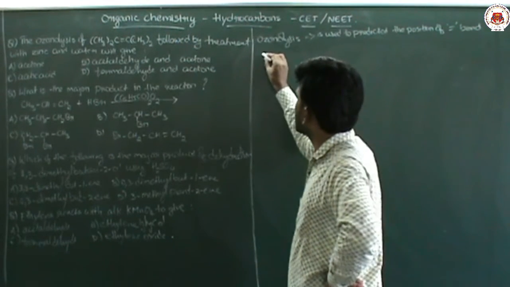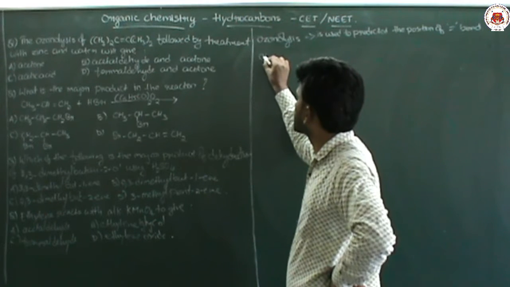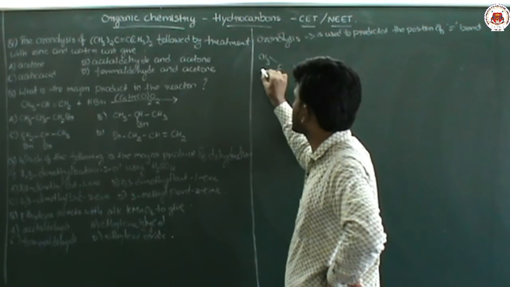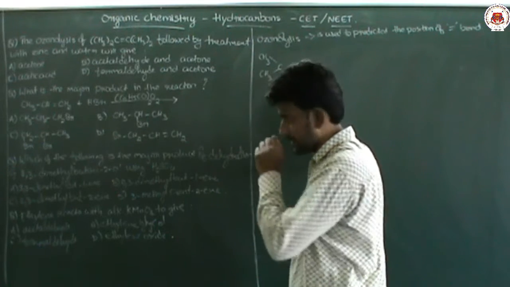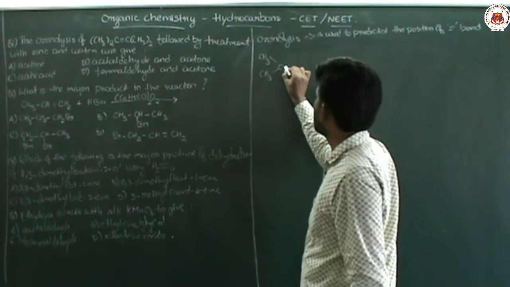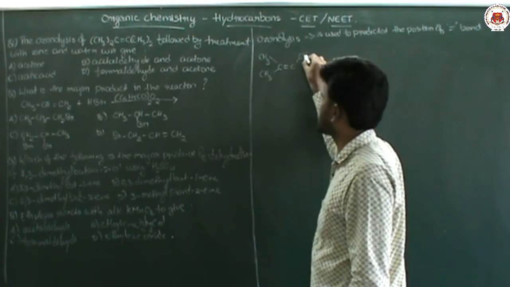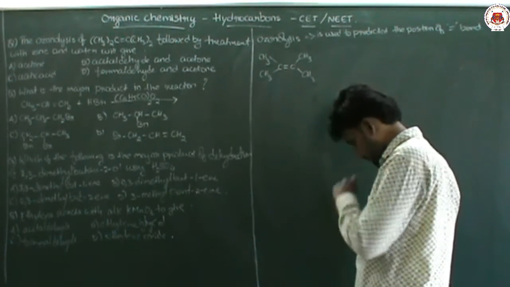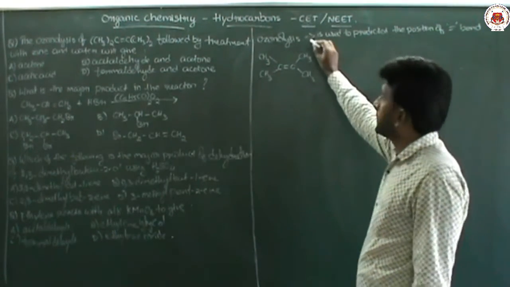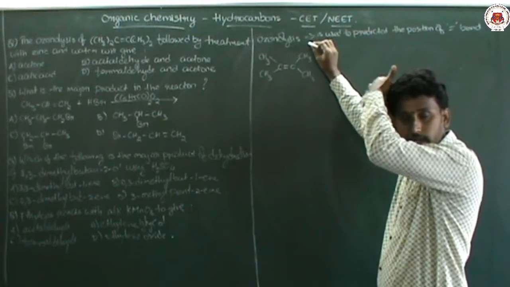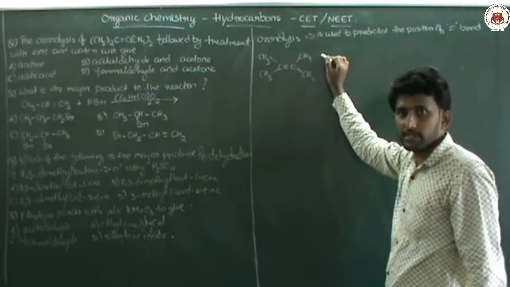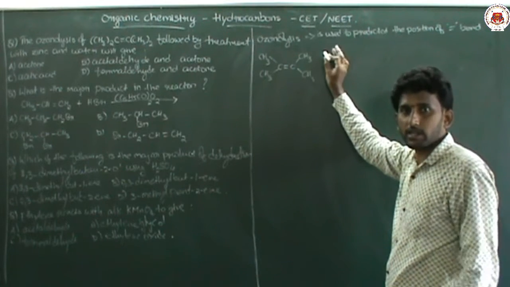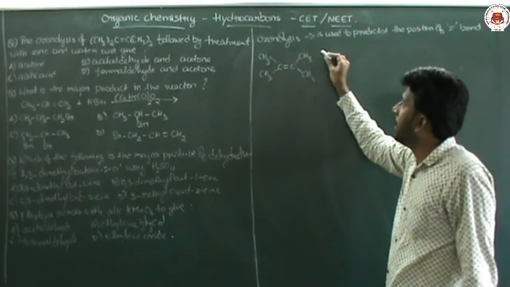This compound I would like to write like this: CH3, double bond C, CH3. Ozonolysis of alkenes produces carbonyl compounds, aldehydes or ketones. Okay.